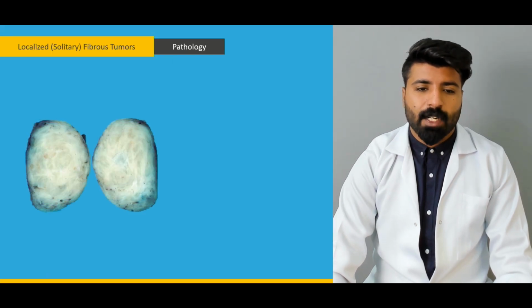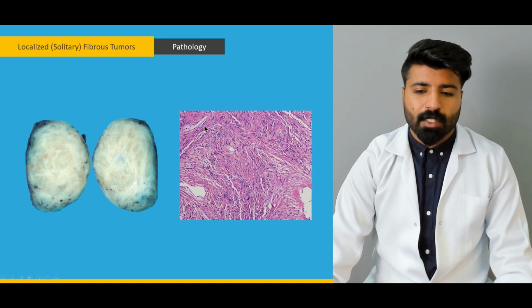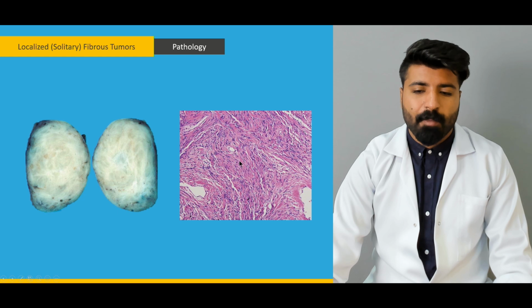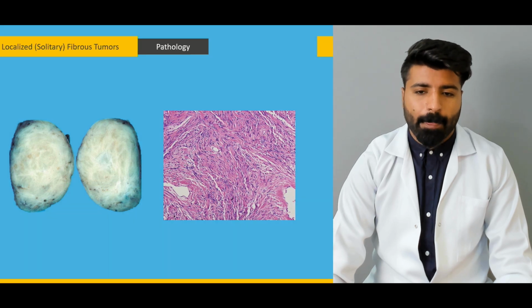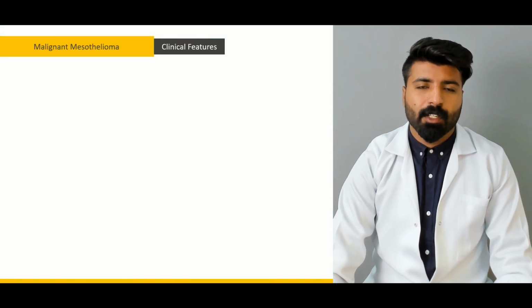On a pathological slide, a localized or solitary fibrous tumor will look like this. On the pathological slide, you won't see that many metastatic cells present. There will be abnormal cells present, but not proliferating, not getting too much blood or too much nourishment. Then come malignant mesotheliomas.